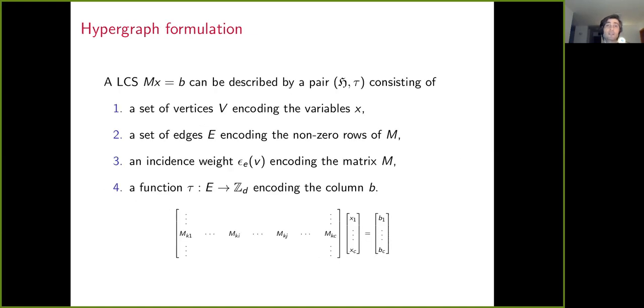The hypergraph formulation of linear constraint systems is a very convenient way of thinking about them. As I said, a linear constraint system comes from an equation Mx = b.